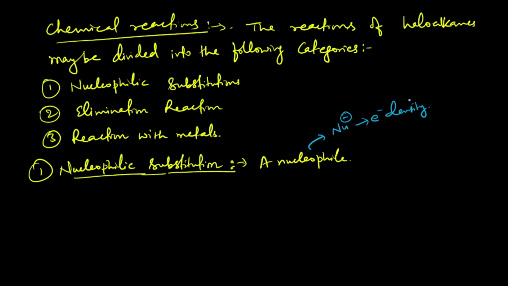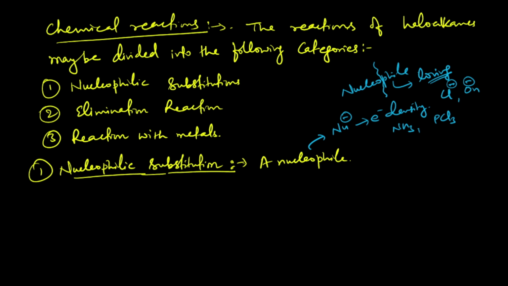Neutral means, suppose you have NH3 or PCl3. These are neutral nucleophiles. For charged nucleophiles, we have Cl minus, OH minus, and there are many others. In a nucleophile we have this electron density. If we break the word nucleophile, 'phile' means loving or having a tendency towards, or attracting.